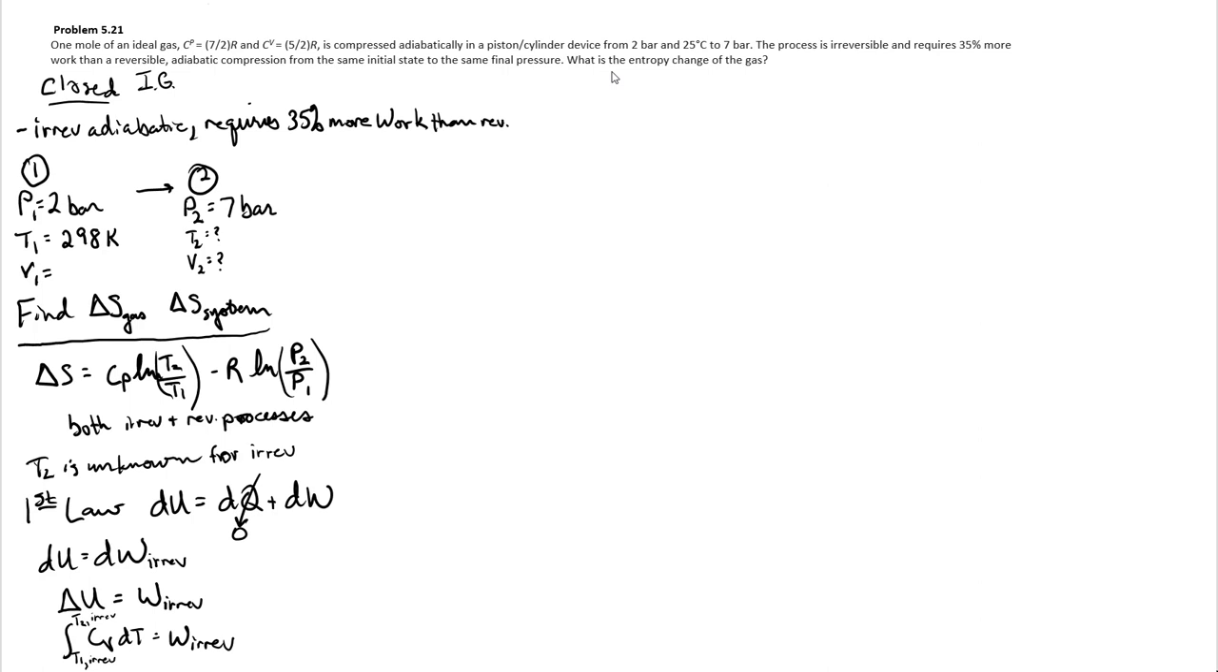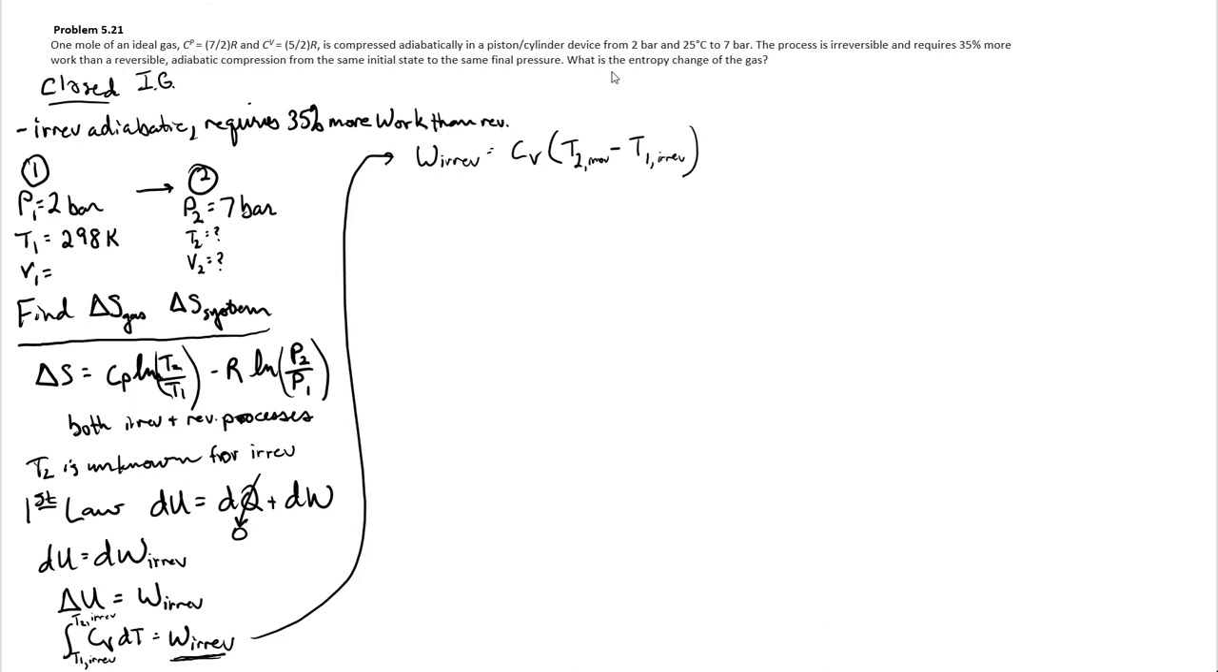So if we can somehow calculate the irreversible work, right here, the irreversible work is equal to CV times T2 irreversible minus T1 irreversible. Notice that T1 is the same whether it's reversible or irreversible. T2, though, is going to be different. So if we can calculate the irreversible work, we can calculate T2 for the irreversible process, plug that in, and calculate delta S for the irreversible process.